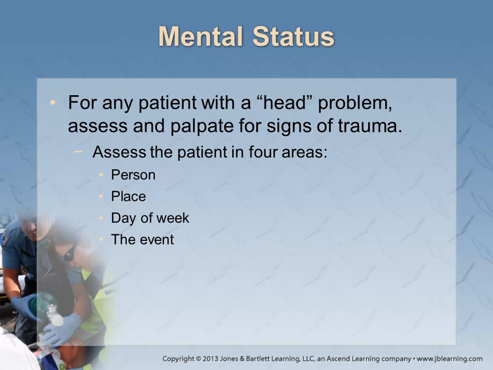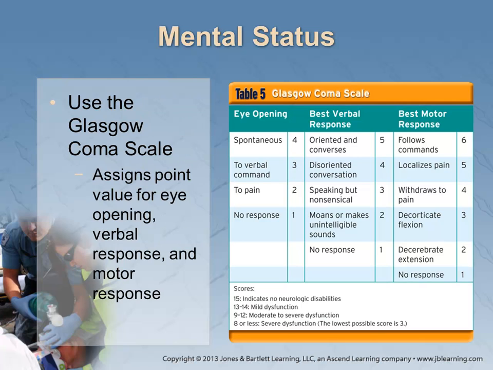Assess the person to see if they're alert and oriented times 4. So you're checking for person, place, time, and event. Used to be A&O times 3. Now it's A&O times 4. They've added that event to it, so they know what's going on.